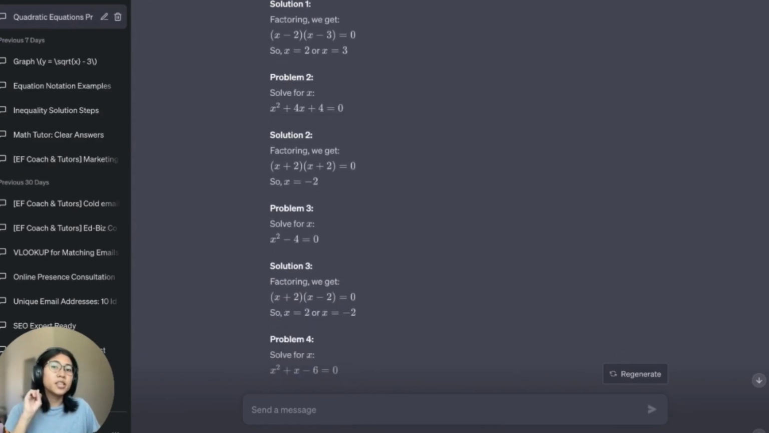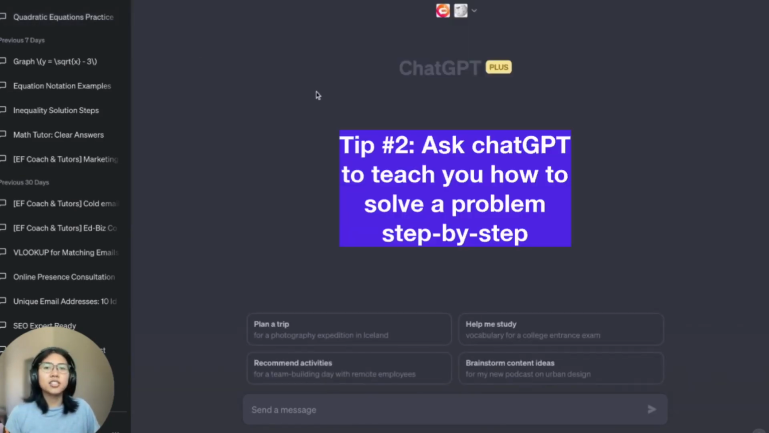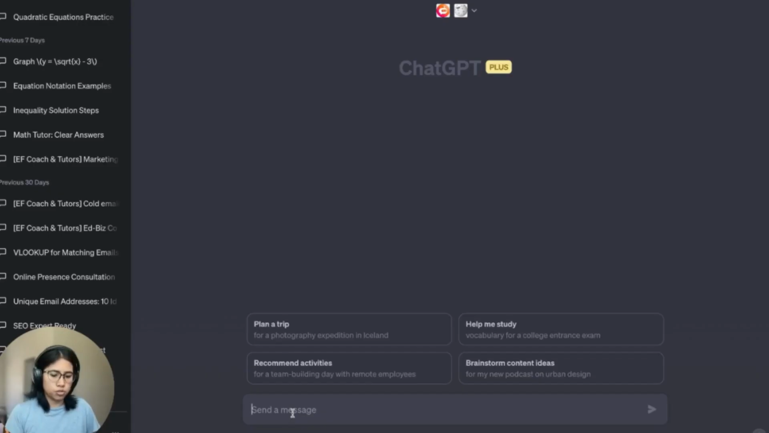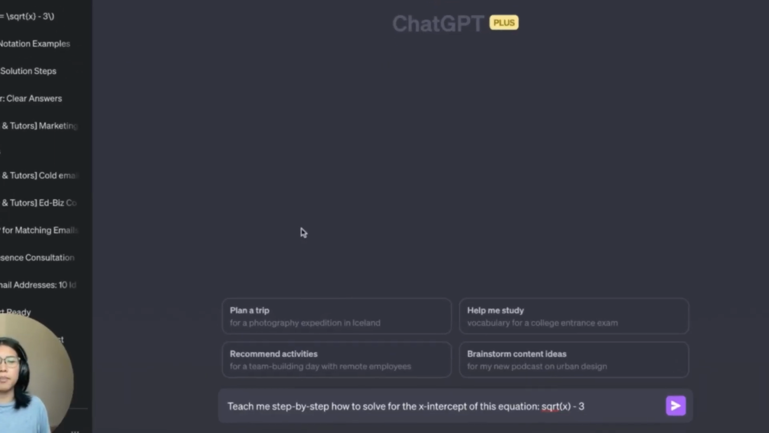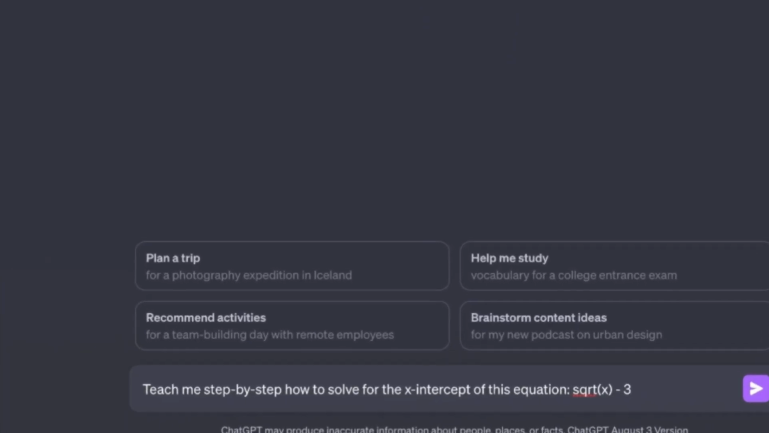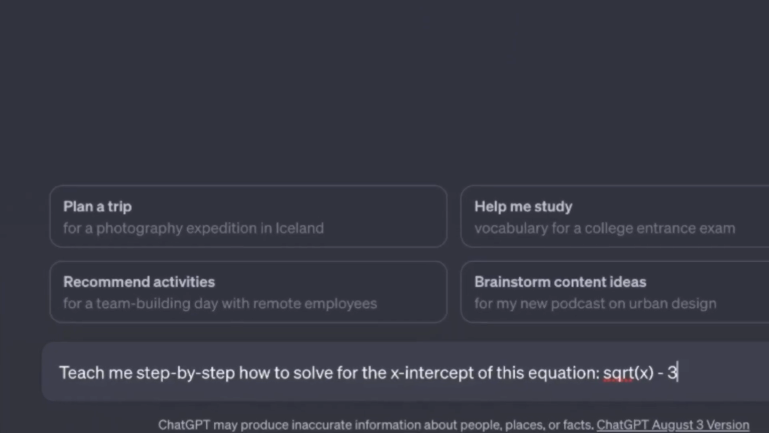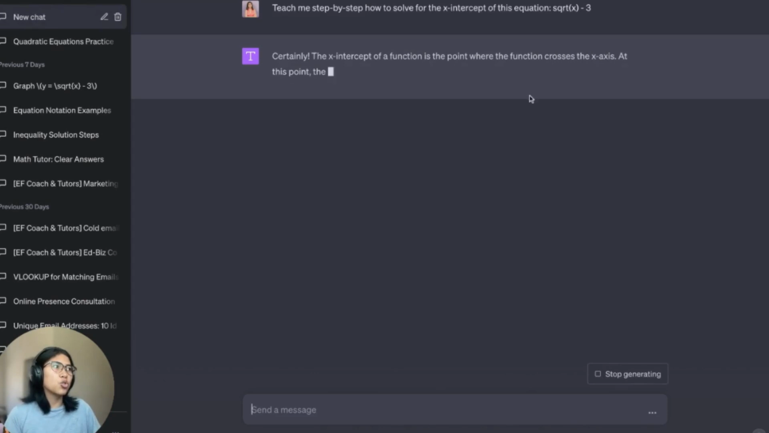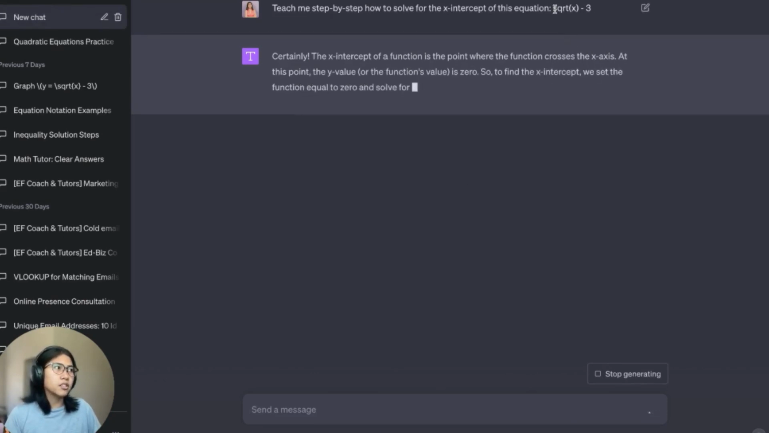We can go to tip number 2, where you can ask ChatGPT to teach you how to solve for a problem step by step. This can be very useful if you are just not sure how did we get to this problem, to this solution. And the prompt we're going to give here is teach me step by step how to solve for the x-intercept of this equation, square root of x minus 3. Currently, ChatGPT is not able to show you a calculator where you can put the square root sign, so you have to type in square root as this.